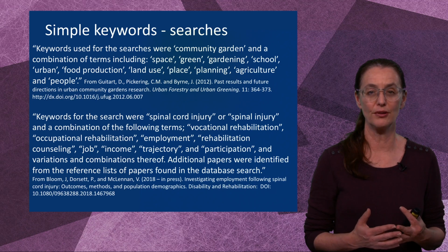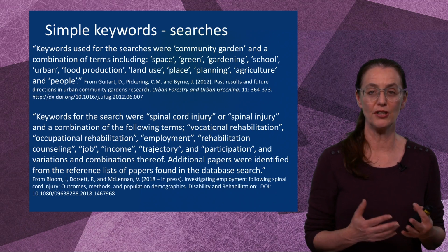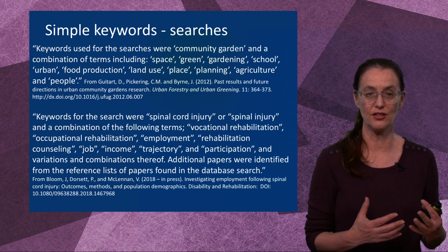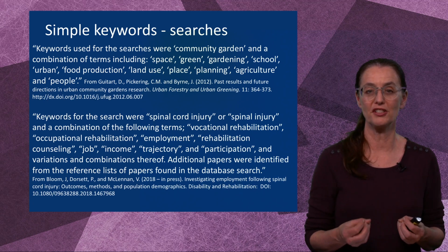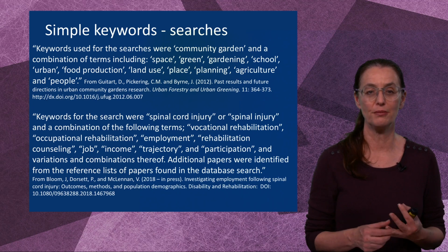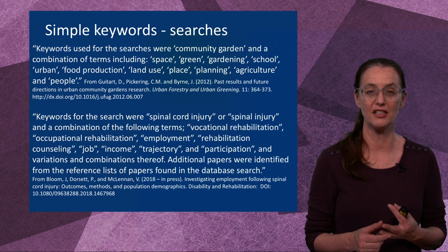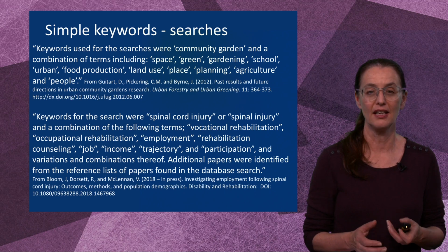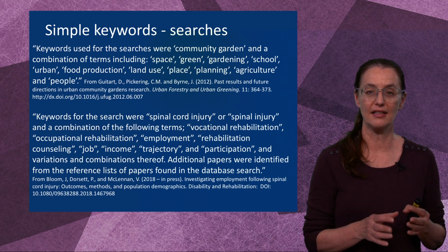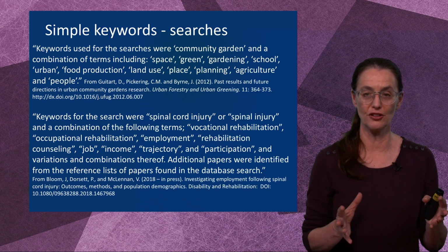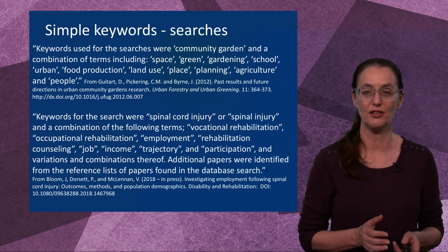And in that case, they were looking at spinal cord injury, or spinal injury, as the key part of the search. But then they had to use a combination of other terms to look at the employment. So vocational rehabilitation, occupational rehabilitation, employment, rehabilitation counselling, job, income, trajectory, and participants. And so they were using, again, this idea of some core words combined with others to cover the diversity of terminology that is used for that particular topic.